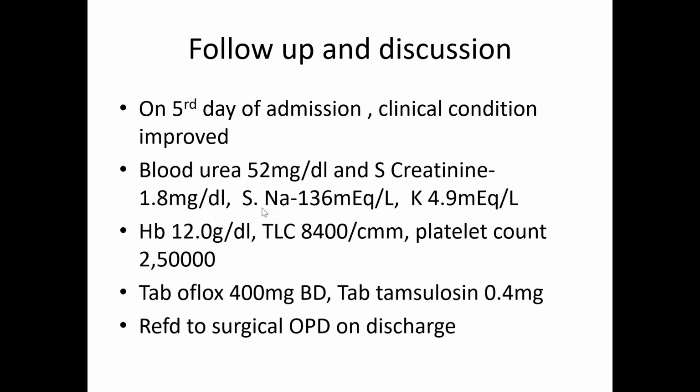HUS is classical in the pediatric age group. This is because of the Shiga toxin produced by E. coli. So this is quite a severe kind of AKI, and in some patients, if you give early antibiotics, you can prevent it. Otherwise, they don't behave so well.